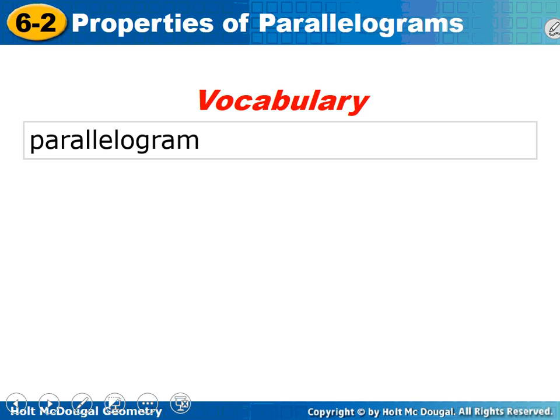So now 6-2 is where we shift our thought process to only quadrilaterals. How many sides does a quadrilateral have? 4. From here on, the rest of chapter 6 is only about 4-sided figures. Okay? This section is only about one of those 4-sided figures called a parallelogram. We're going to focus on only parallelograms right now.